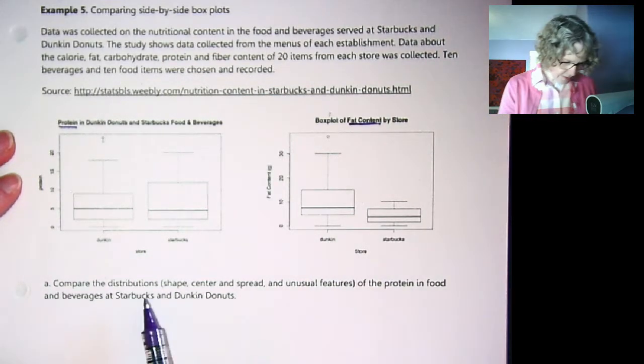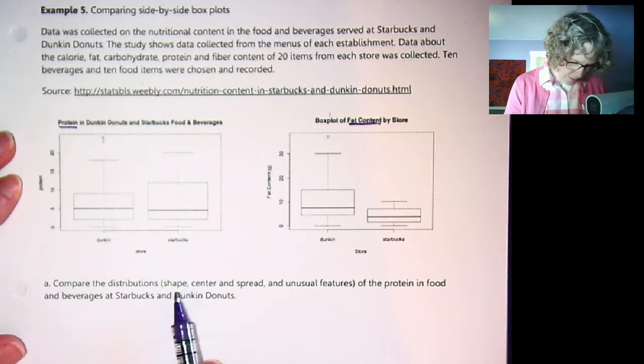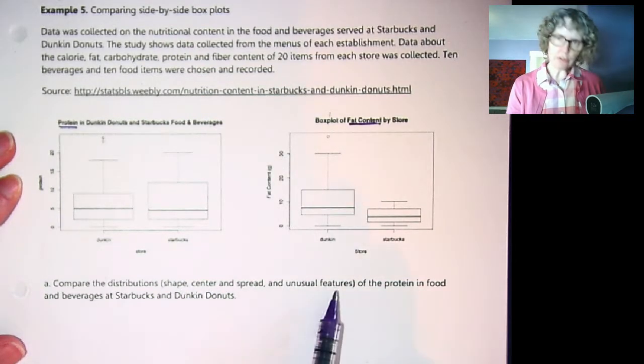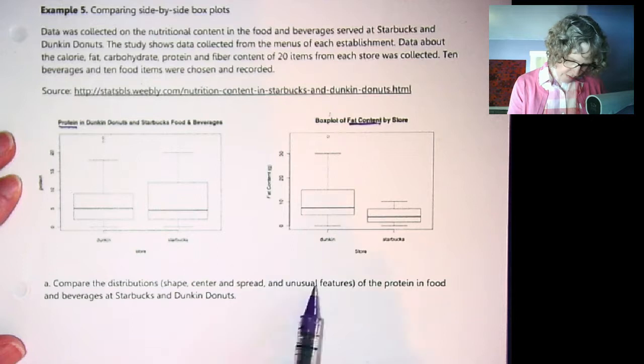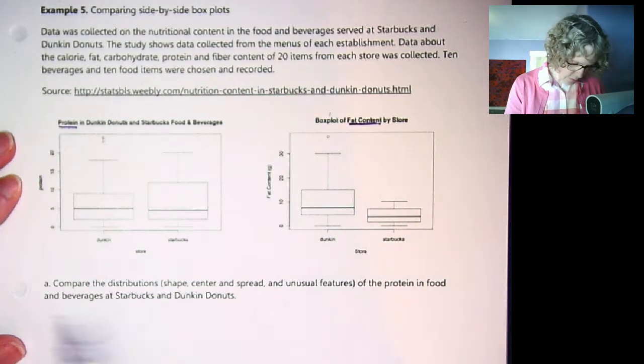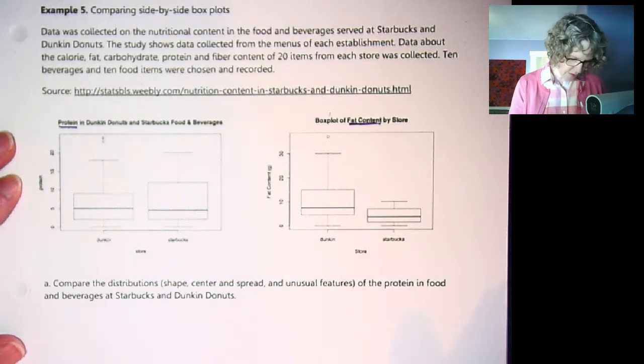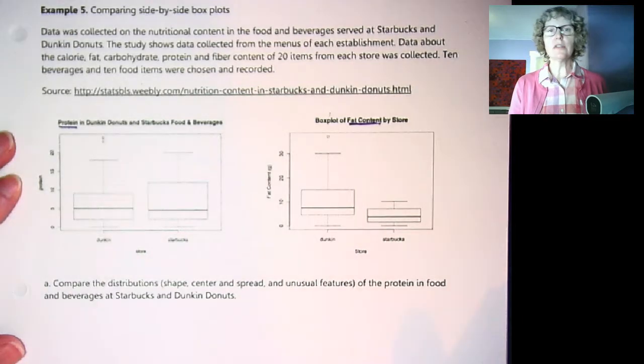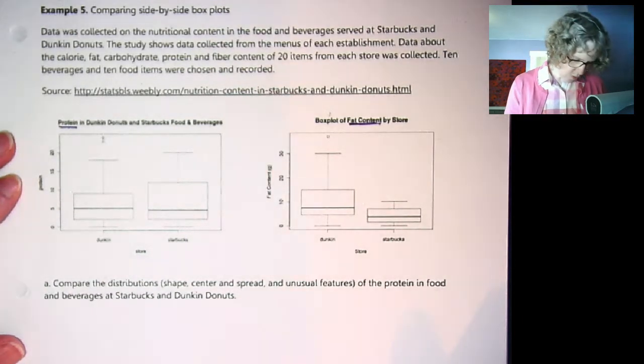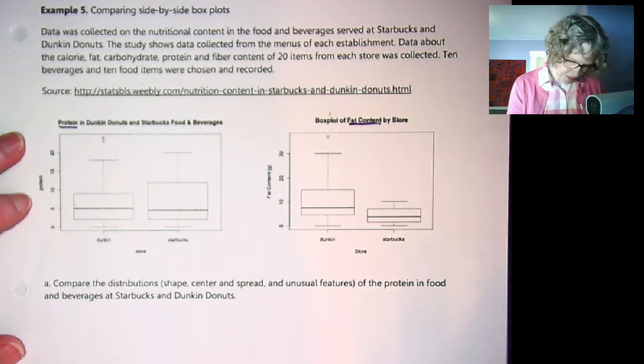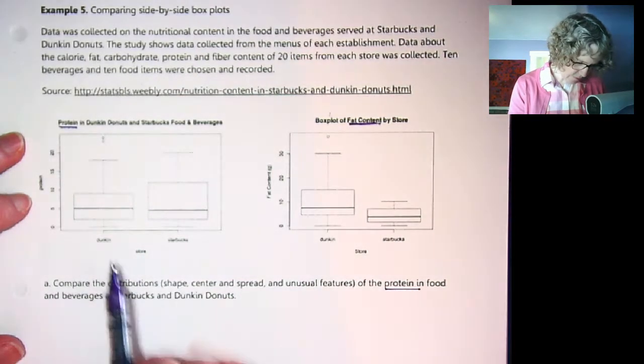Okay, so for A, it says compare the distributions, shape, center, and spread, and unusual features, all four aspects, of the protein in the food and beverages at Starbucks and Dunkin' Donuts. Okay, so first of all, let's talk about shape. What can we tell from our box plots? And this one is protein, so we're going to do the protein.